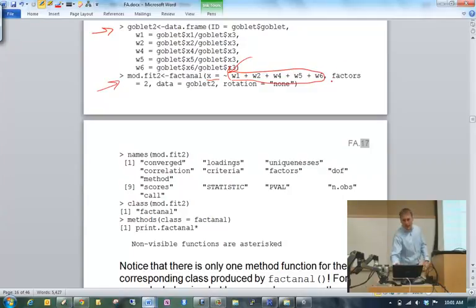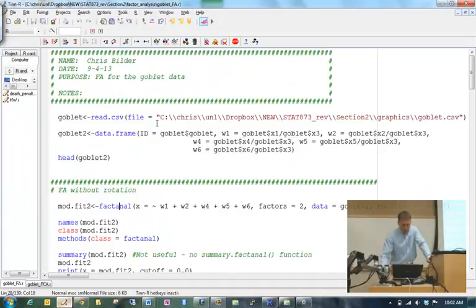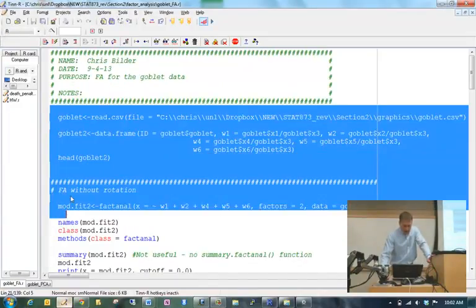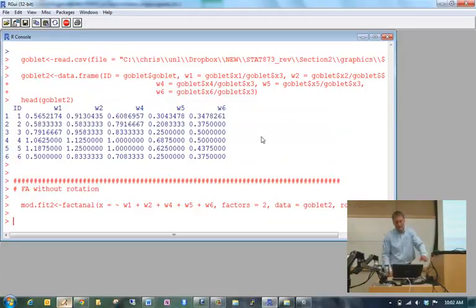How many common factors do you want? Well, what you'll see later is that 2 common factors will work out, generally speaking. I'll show you later how that determination is made. Let's just apply it here and say I want 2 factors. My data is in Goblet2. And then I have an additional argument, rotation equal to none. Don't worry about that; I will explain it later. I'm going to put the results into an object called mod.fit2. So let's go ahead and come on over here to execute this code.